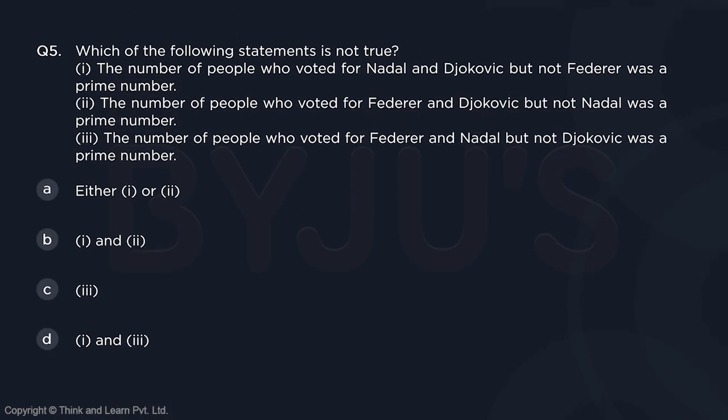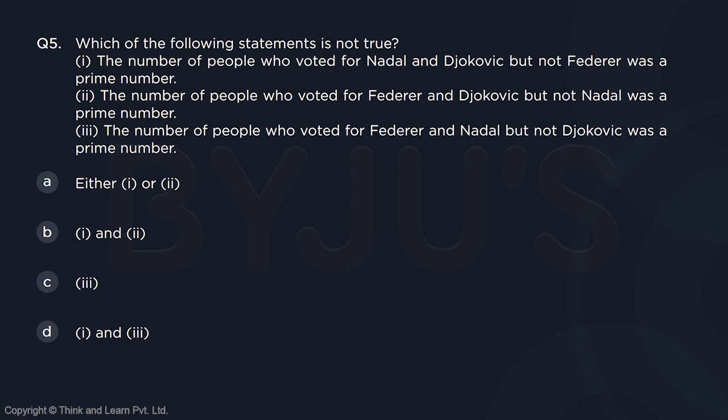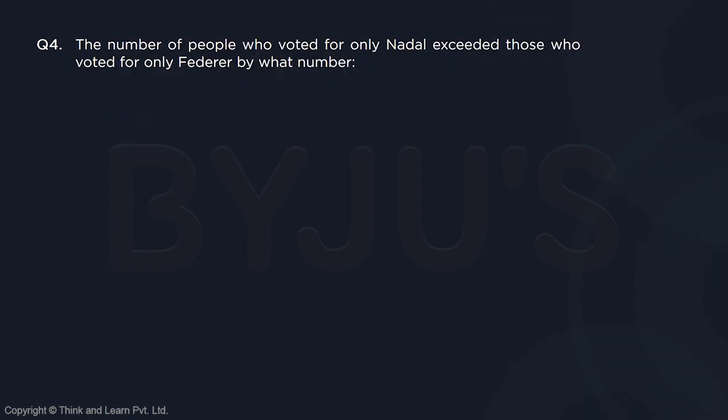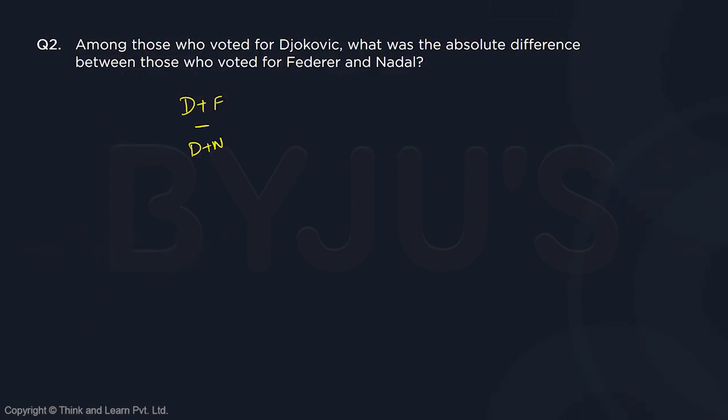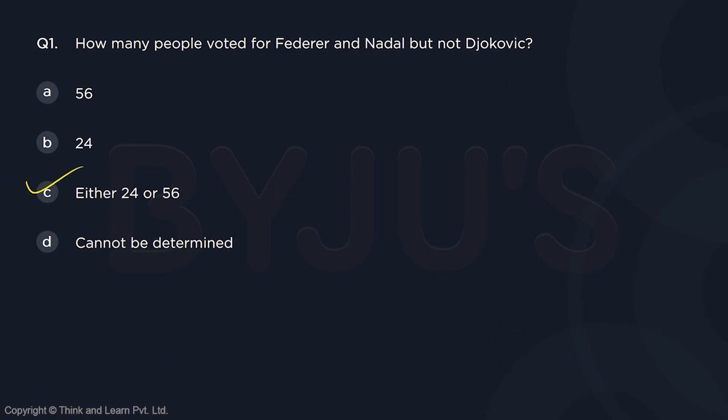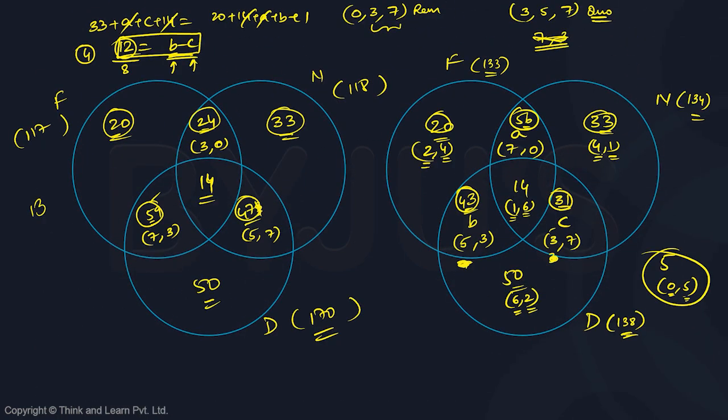And the last question, which of the following statements is not true? The number of people who voted for Nadal and Djokovic but not Federer was a prime number. So let's take a look at it. Nadal and Djokovic but not Federer. That is 31 or 47. 31 and 47 are both prime numbers.